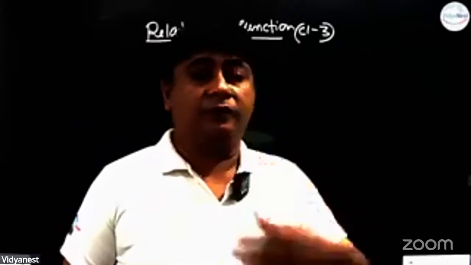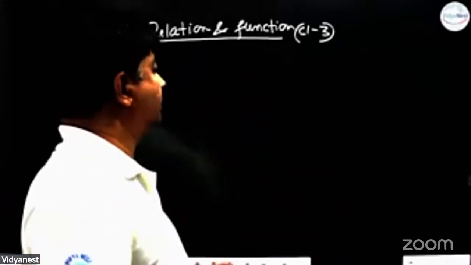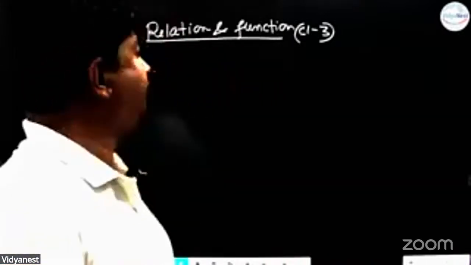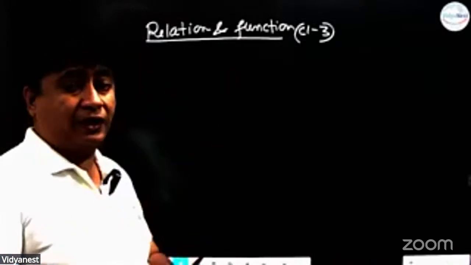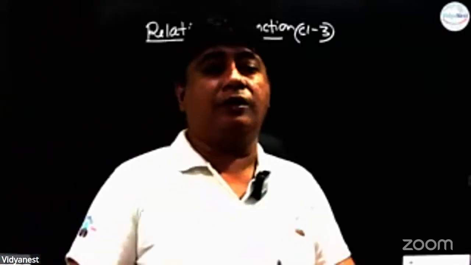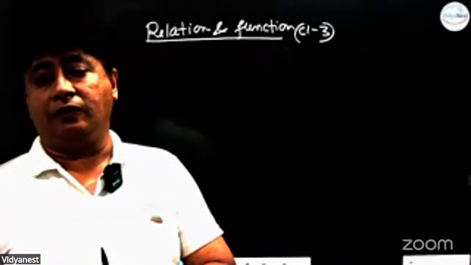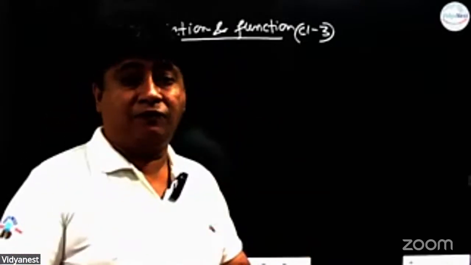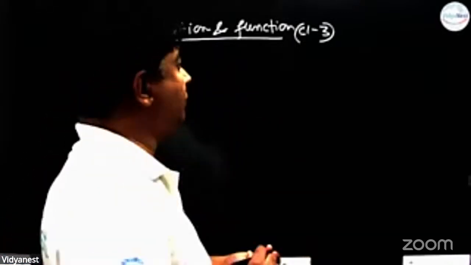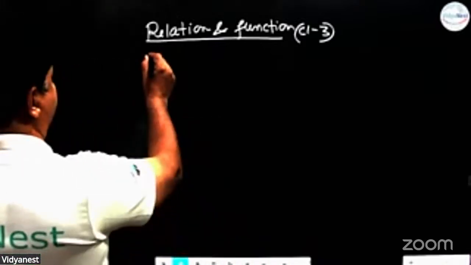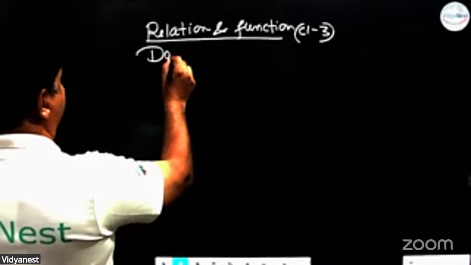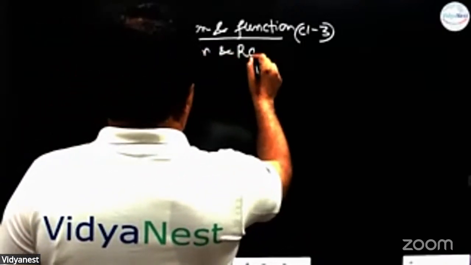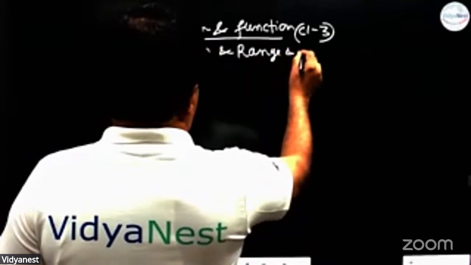We are doing relation and function. Today we will conclude. Relation, function, different types of functions we have already discussed. Now we will have the concept of domain and range, and codomain.